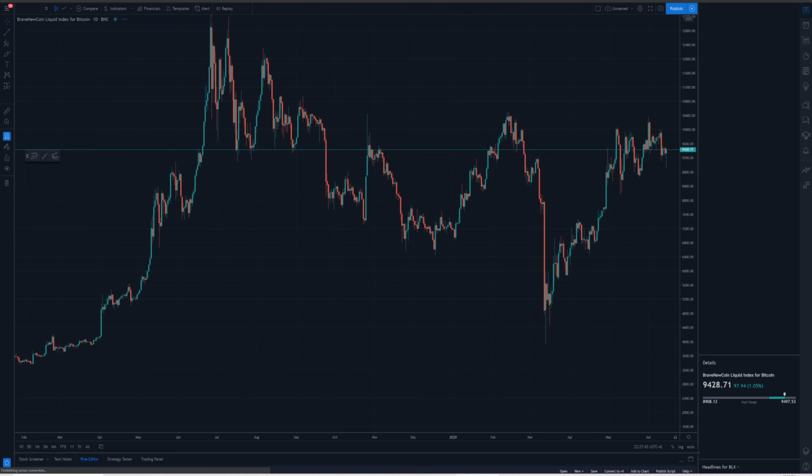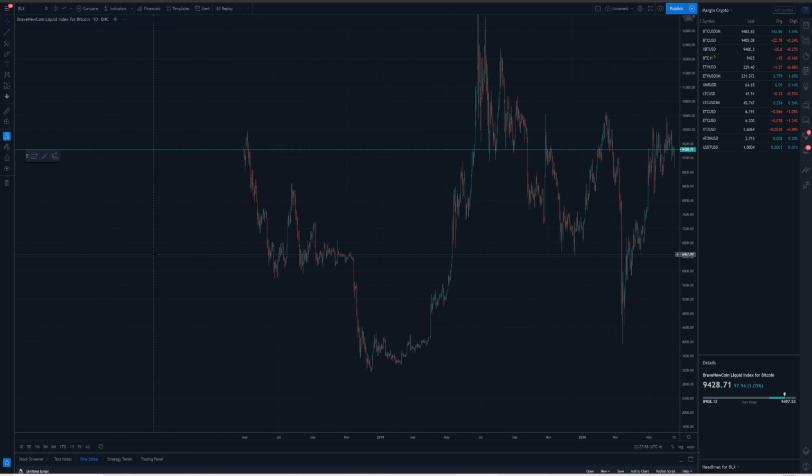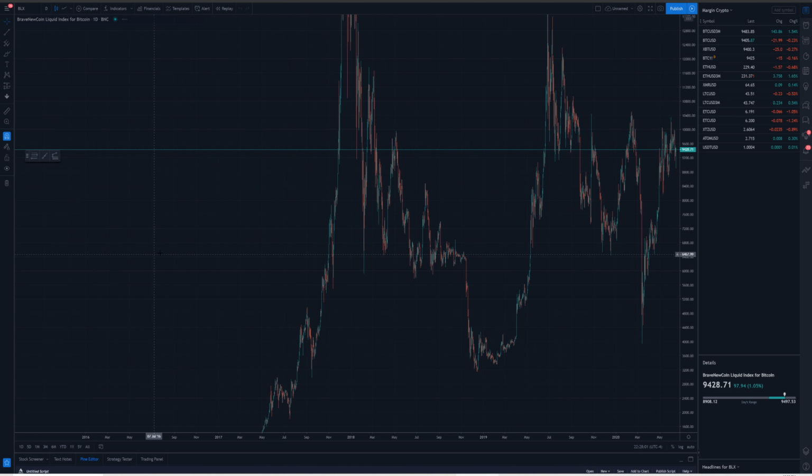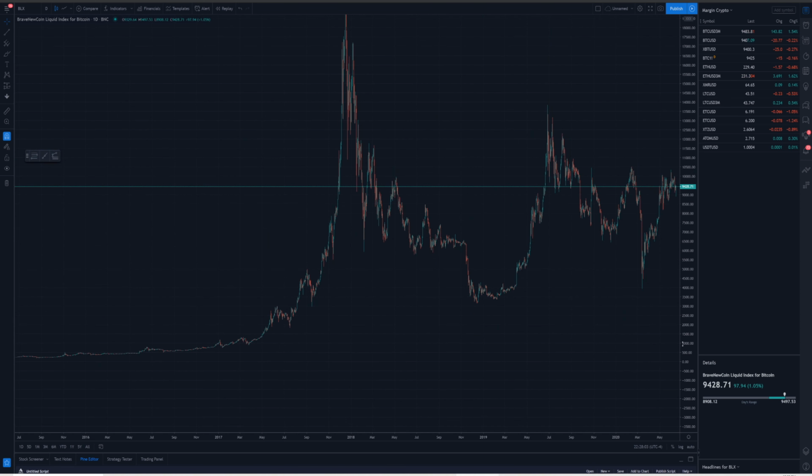The other thing to mention before this thing pops up is that I'm using the Bitcoin Liquid Exchange, or the Brave New Coin Liquid Index, and that's because the other exchanges don't actually have enough historical data for us to come up with the necessary data, right? They're only going to provide us back to about 2013, 2012, and we need to go all the way back to 2011.